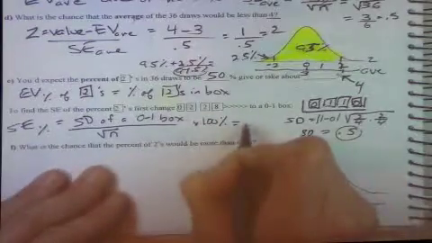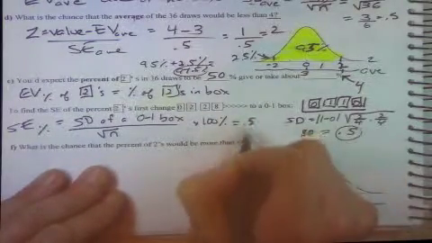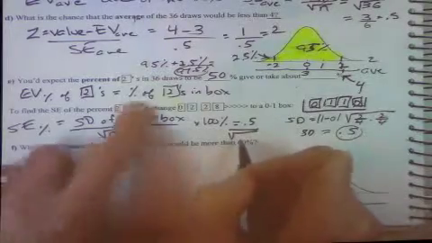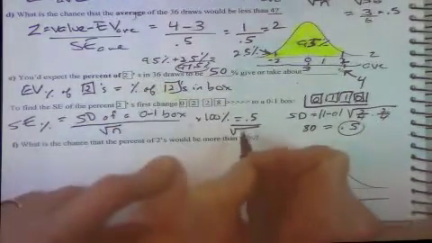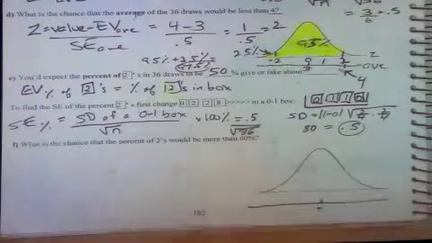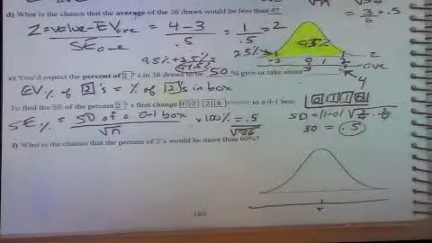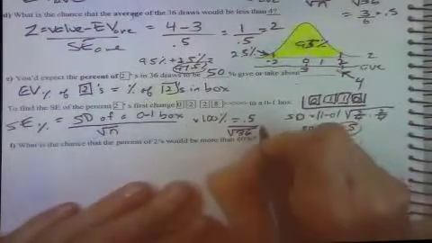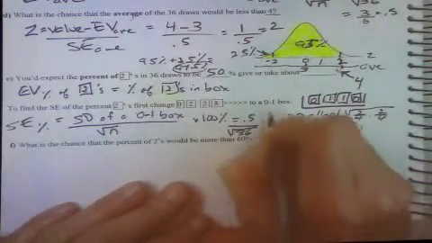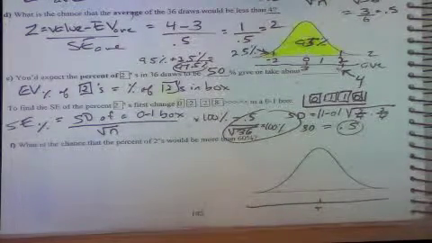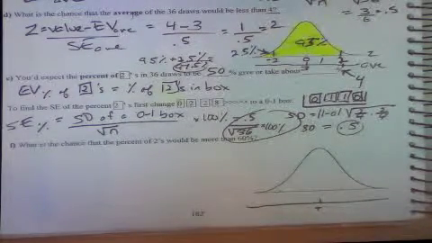I'm glad you knew it, most of you. So that's 0.5 divided by the square root of, now do you remember what n is? 36. So it's 0.5 divided by 6 times 100. So that's the standard error.